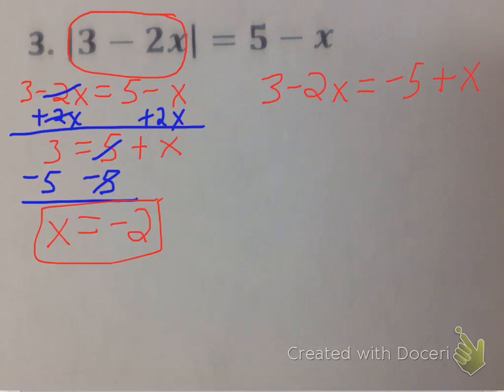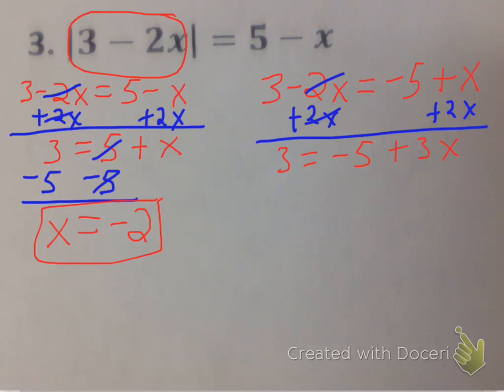I'm going to get my x's together, so I'm going to say plus 2x and plus 2x. The 2x's will cancel, and that leaves us with 3 equals negative 5, and 1x plus 2x is 3x. Now I want to get my x by itself, so I need to get rid of that 5, so I'm going to say plus 5 and plus 5. That cancels, and that's going to leave us with 8 equals 3x.